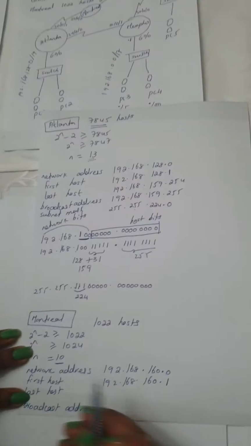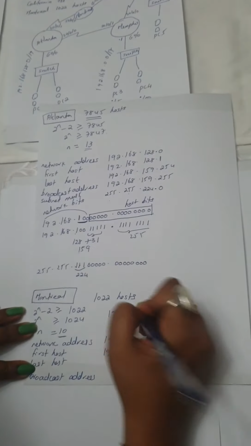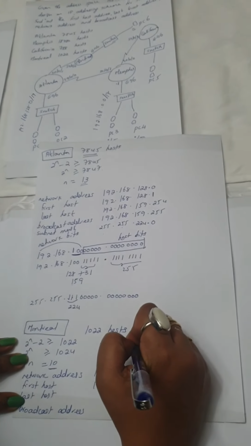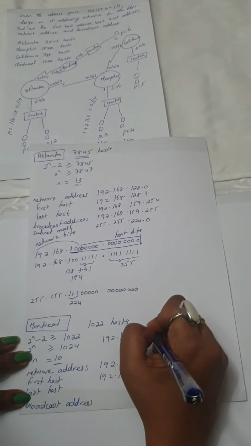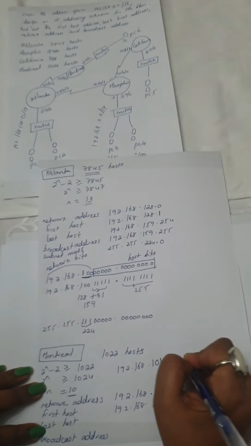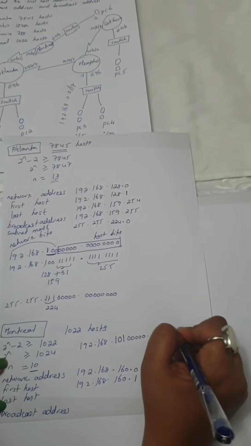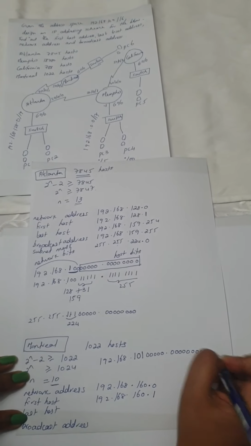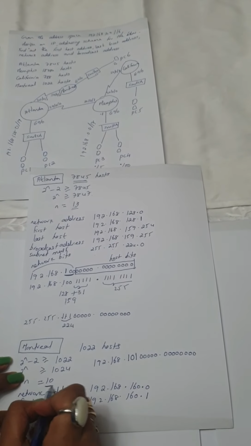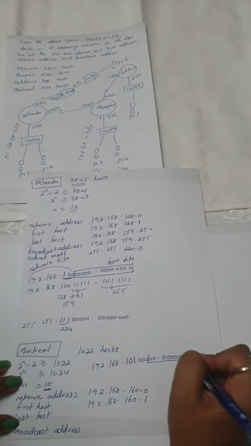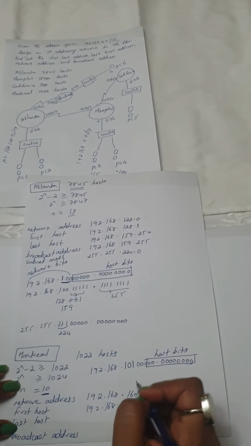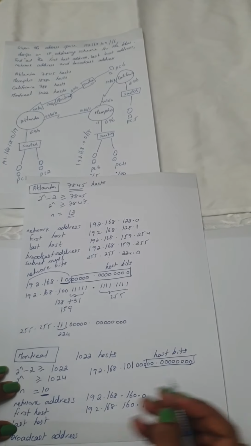Okay, so in that binary representation, 128 plus 32 is 160. All right, so this is the representation of 160, the network address. Now 10 of it will be the host bits. So all these are network bits.